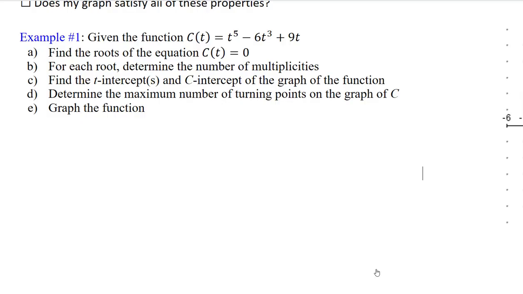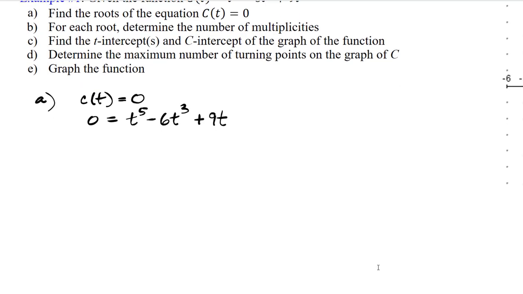So to find the roots of the equation, that's the same as finding the zeros of the function. Let's go ahead and set that up. The roots of the equation c of t is 0 implies that we're solving this equation for t. T to the 5th minus 6t to the 3rd plus 9t is equal to 0. To solve this statement for t, we'll start out with factoring out the greatest common factor, which is t. We're left with t to the 4th minus 6t squared plus the number 9.